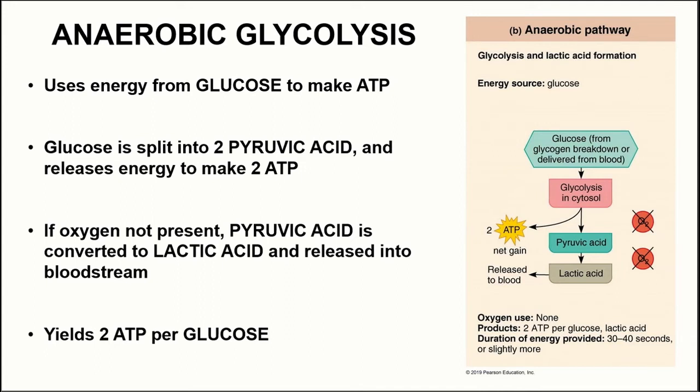Even though they're not big structures, they're very energy demanding structures. So this process yields 2 ATP for each 1 glucose molecule, and this process occurs primarily in the cytosol or the sarcoplasm of our skeletal muscle.